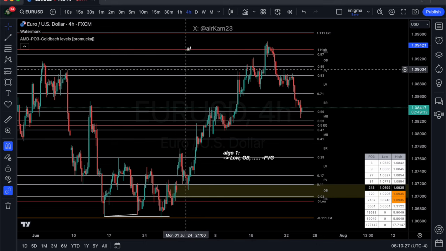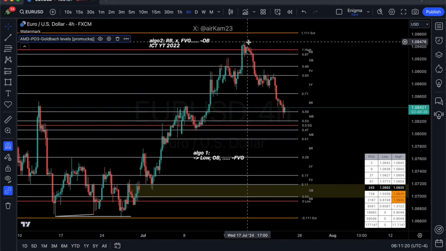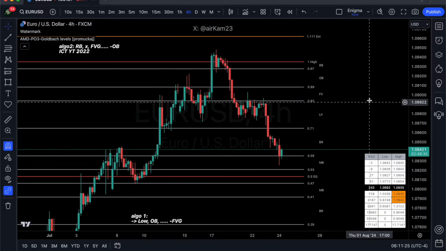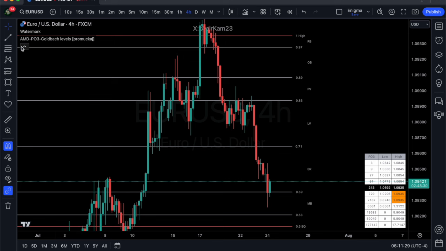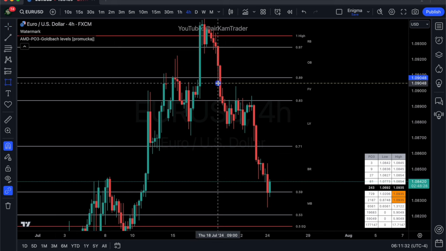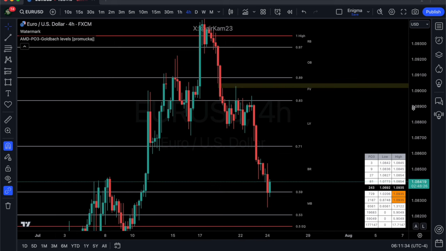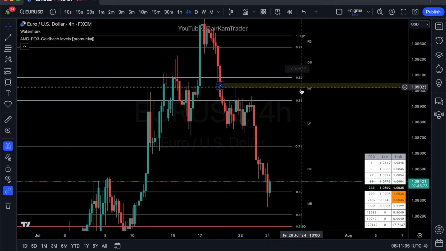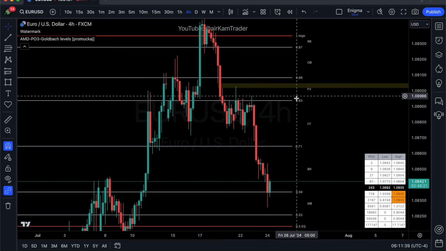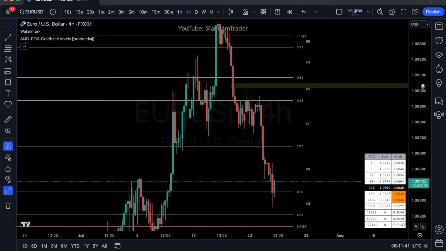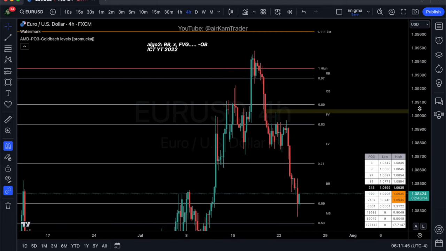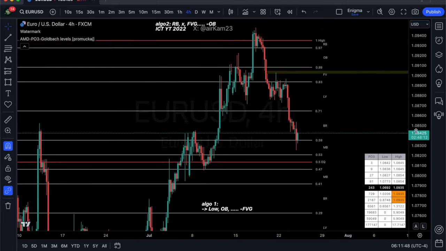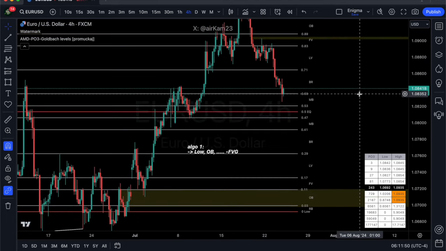So what did we have? We went into the rejection block level, we retreated down, and then we had our retracement. Where did we have our retracement to? To the fair value gap in the fair value gap partition. See that? And now we are in algo 2. So we would expect to terminate at the opposing fair value gap.